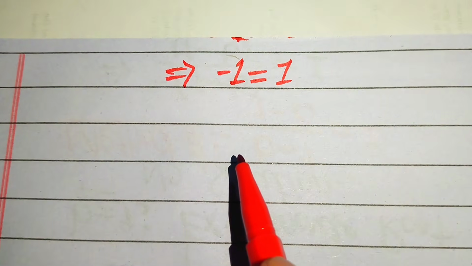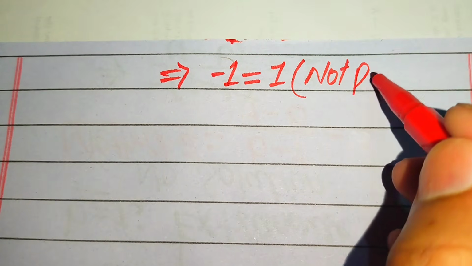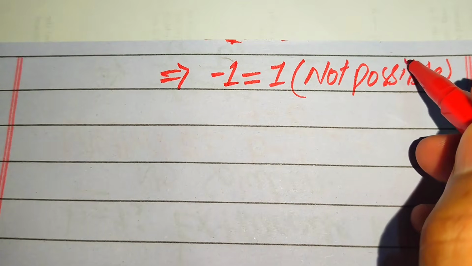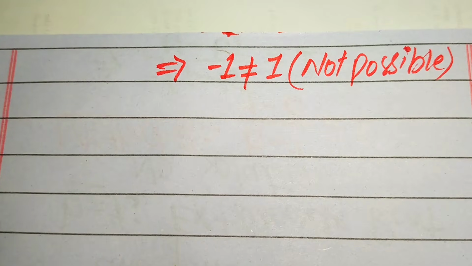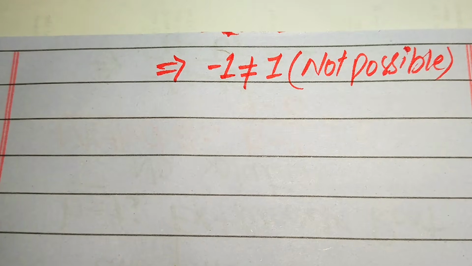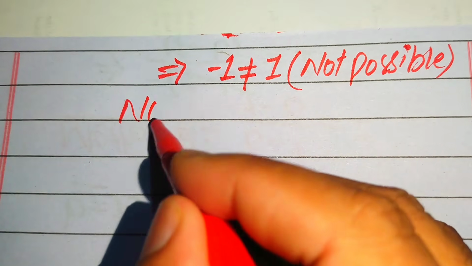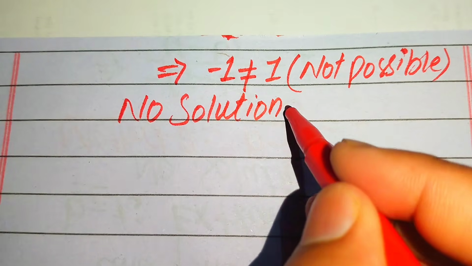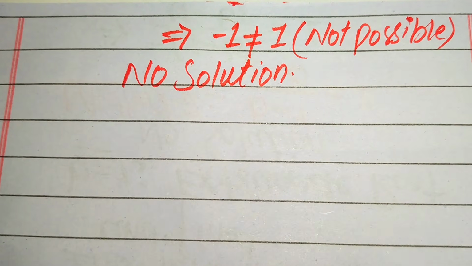This shows that a negative value is equal to a positive value. So this is not a possible case in general. It is not possible that negative 1 is equal to positive 1, because these two are not equal. So this means that in the second method we cannot get any value of x which satisfies our given question statement. So we finally conclude that this question has no solution. So here in the second method we cannot get any extraneous root, and we just conclude that this question has no solution.